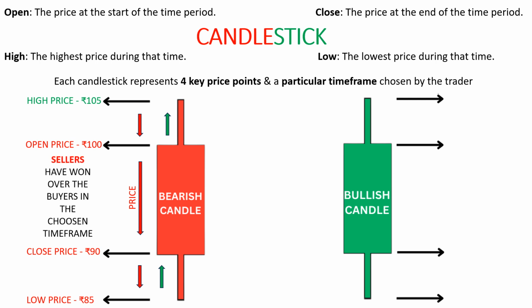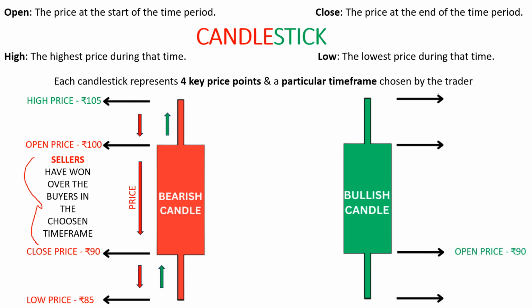In this case, the sellers have won over the buyers within the chosen time frame. It could be 15 minutes, 1 minute, 5 minutes, or even daily. This is exactly what happens in each and every candlestick. It will tell you a story of four different price points. Excellent. Now let's look at what happens in a bullish candle.